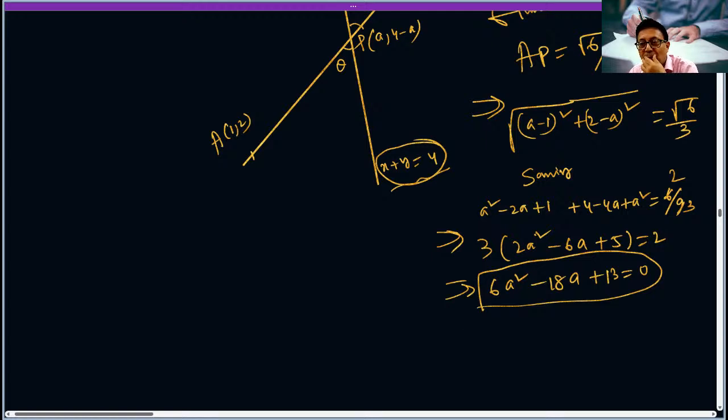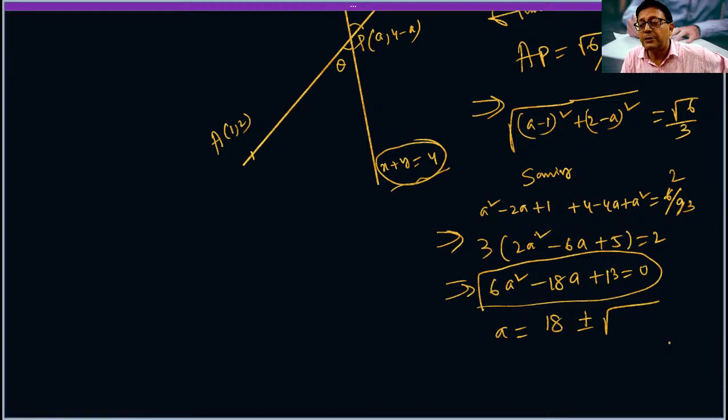Sir, where did you divide by 2? You did not divide by 2? On a side, I have taken it on the left side. Check my calculation. It is 2a square minus 6a plus 5 equal to 2 by 3. I have cross multiplied. Yes, 6a square minus 18a plus 13 equal to 0. a can be found out from here, but it comes in a bit complicated manner. b square minus 4ac.